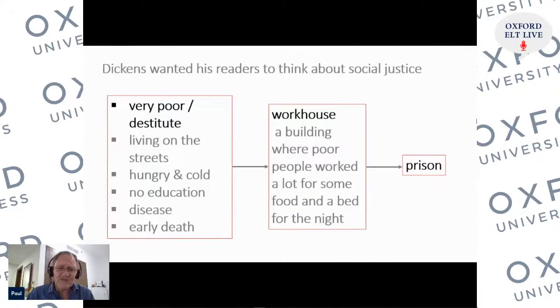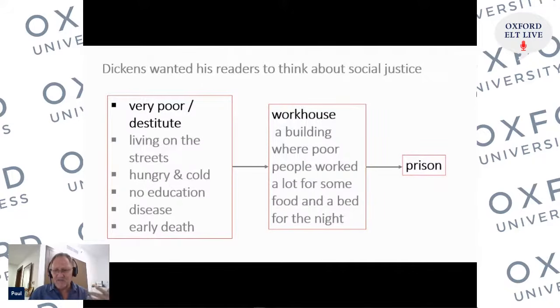And very often the only place for these people to go was a workhouse. You will hear this mentioned in the story. And a workhouse was a building where poor people worked a lot, doing manual labor for some food and a bed for the night. And of course, many others were in prison for pickpocketing, stealing, for small crimes, and they used to rot in prison and die there. So these are the conditions that surround us as we read the story.